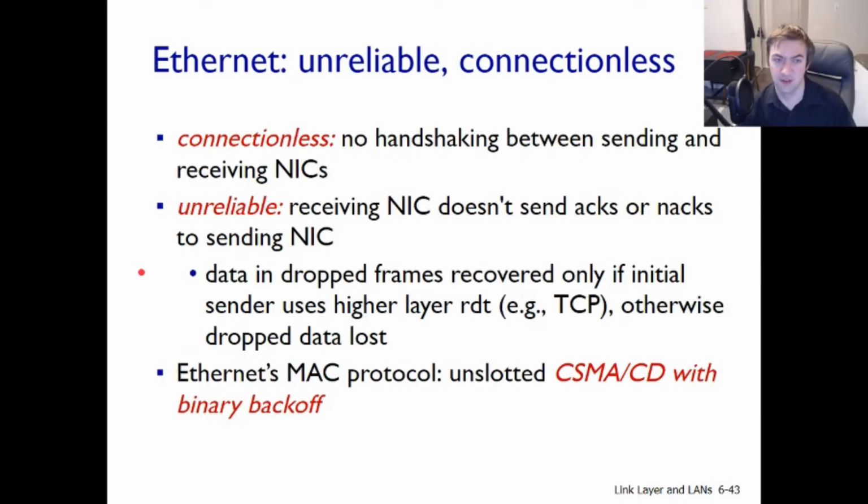So some more properties of Ethernet. It's unreliable, it's connectionless, so that means there's no handshaking between sending and receiving controllers. The receiving controller doesn't send acknowledgements or negative acknowledgements. Any data in the dropped frames is recovered only if the initial sender uses a higher layer reliable data transfer like TCP. Otherwise, any dropped data is just gone. And then for MAC protocols, it uses unslotted CSMA with collision detection with binary backoff. And you can go back a little bit if you forgot what that is.